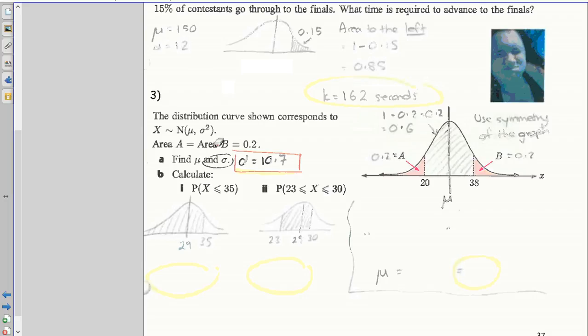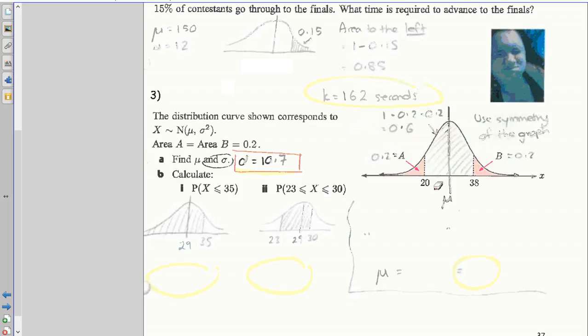To do that, we will probably be using the boundaries here. Notice that because it's symmetrical, use the symmetry of the graph, is what I've written here. It's a symmetrically distributed normal distribution, which it always is in our topics. So if that's 0.2 and that's 0.2, then 20 and 38 must be equal distance from the mean. The distance between 20 and the mean must be the same as between 38 and the mean. So you've just got to find out what number is exactly in the middle of 20 and 38.